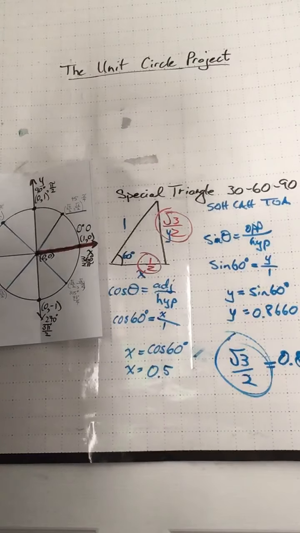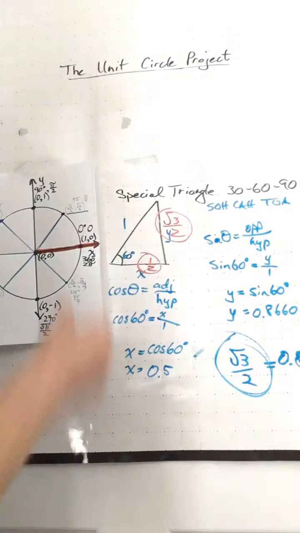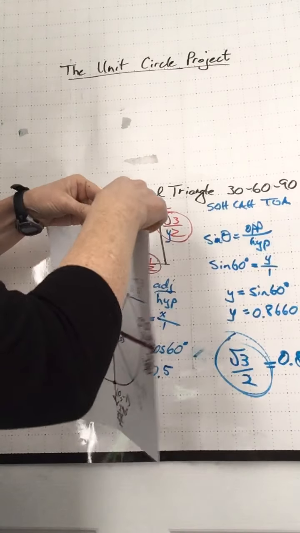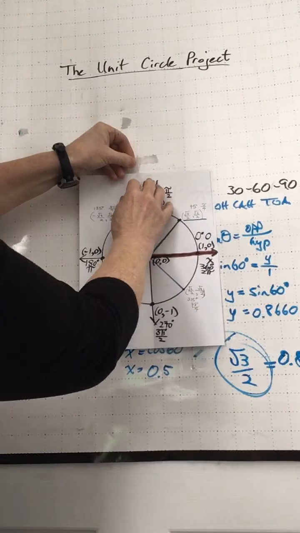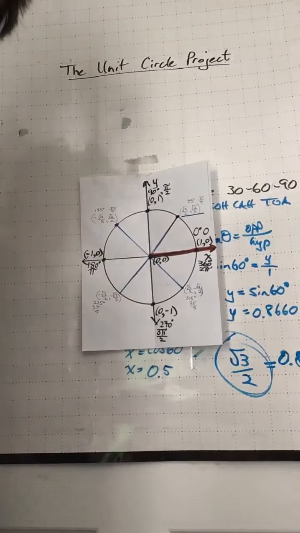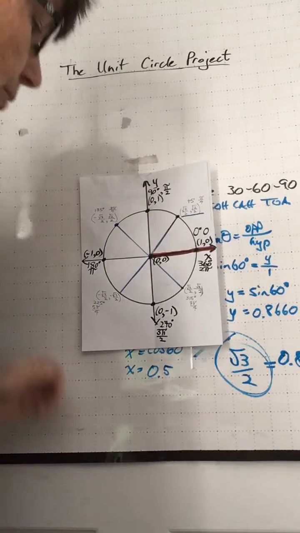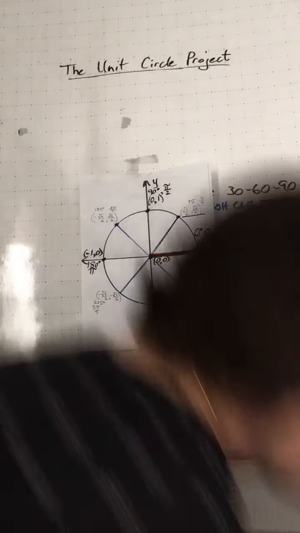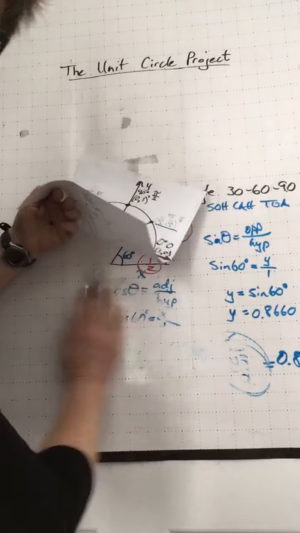All right, now let's look at our unit circle and apply this information to ordered pairs that exist at the 60 degree places. All right, just going to tidy this up a bit. Get rid of this from the background.